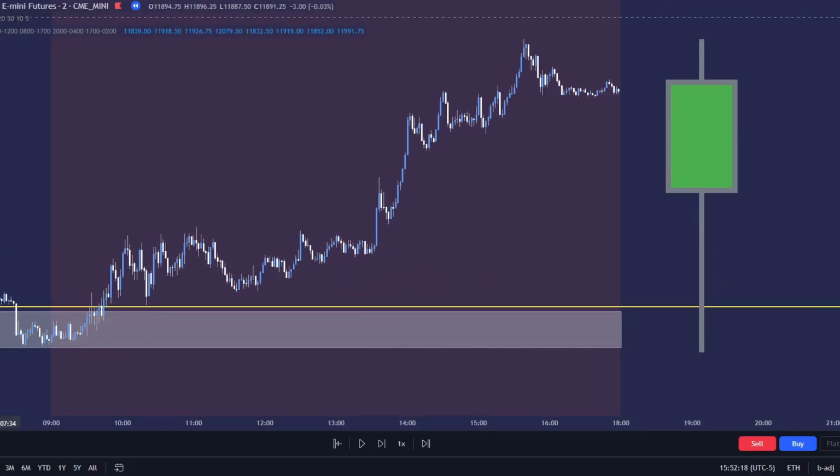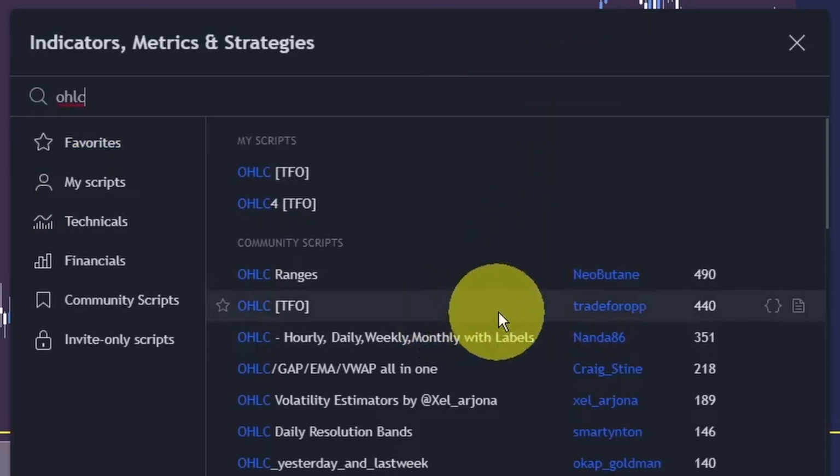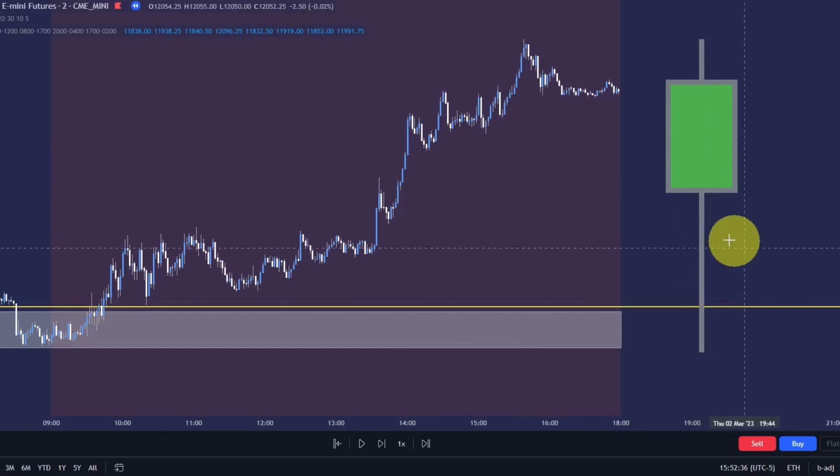But anyway, the link for this indicator is in the description, or you could just go to indicators and type in OHLC and you should see it here. Add it to your chart, play around on different timeframes and see what works best for you. I'm usually just watching the daily candle here, sometimes the 4-hour, as I mentioned.